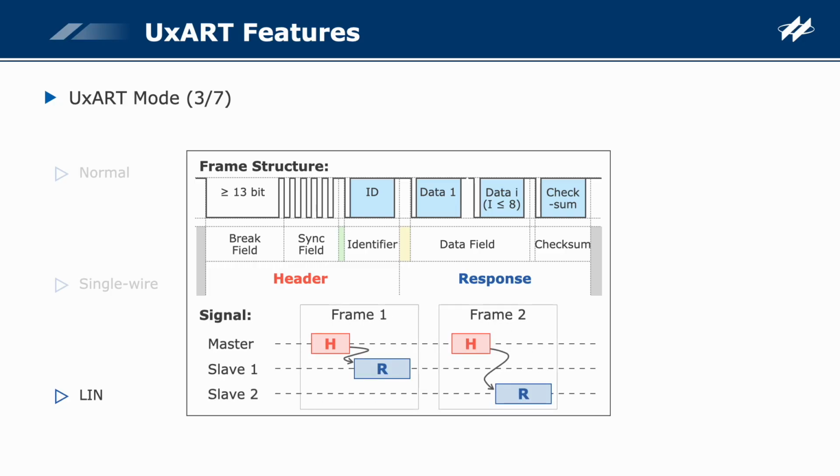During communication, the master transmits the header, and the slave with the matching ID responds with the response, thereby completing the communication. Both UART and USART support the aforementioned 3 modes.